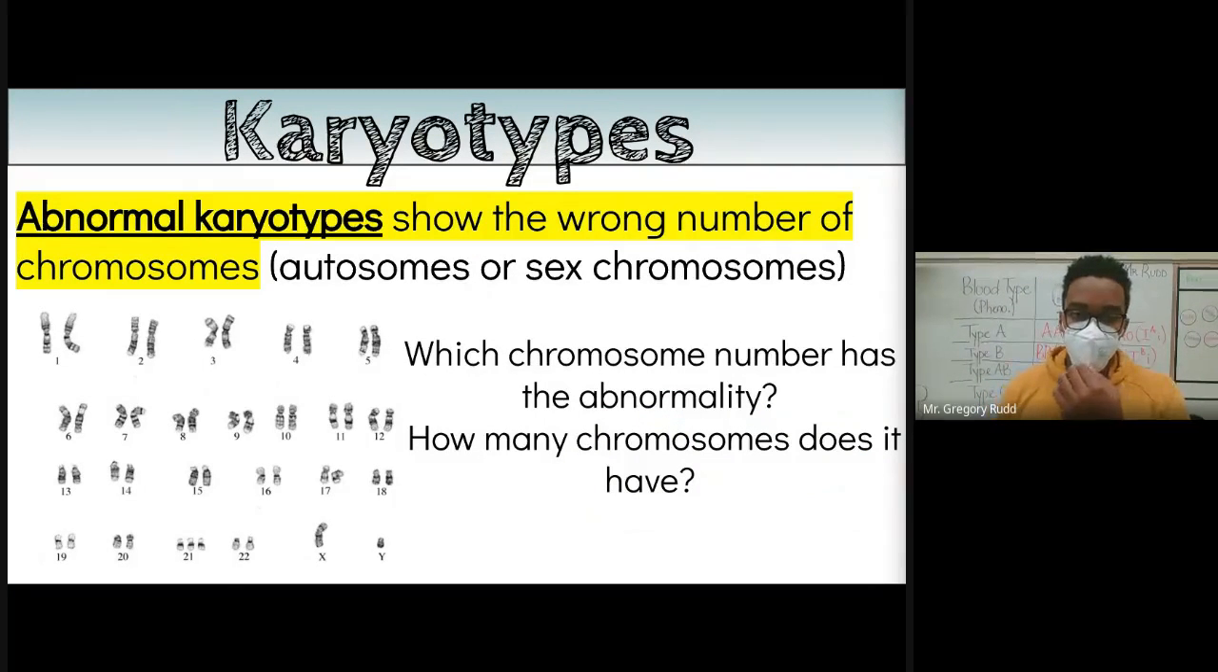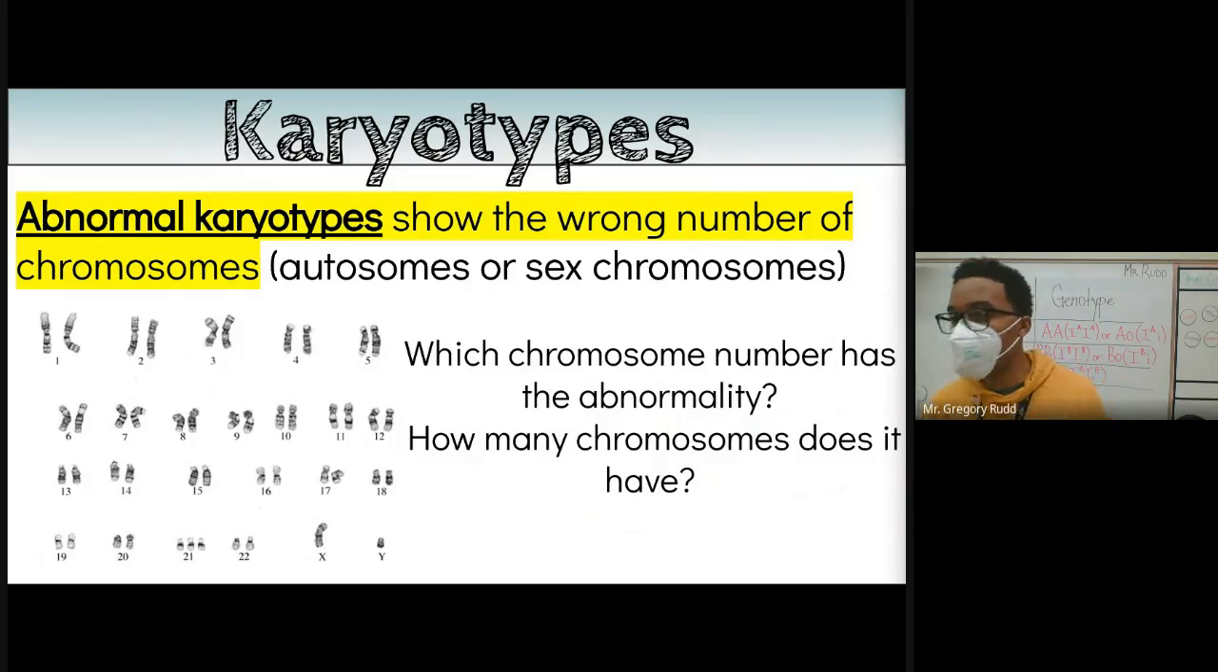Okay, so there are abnormal karyotypes. And I know we have less than 5 minutes. We're almost done. Abnormal karyotypes have the wrong number of chromosomes. And this could be in any one of the 23 pairs. So we're supposed to get one copy from mom, one copy from dad. We have 23 pairs. So how many should we have in total?